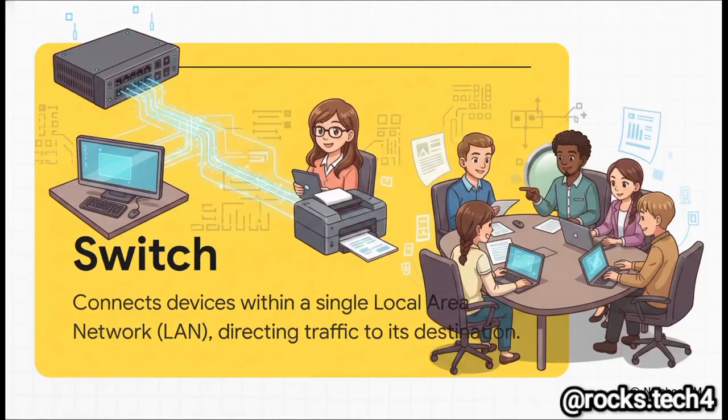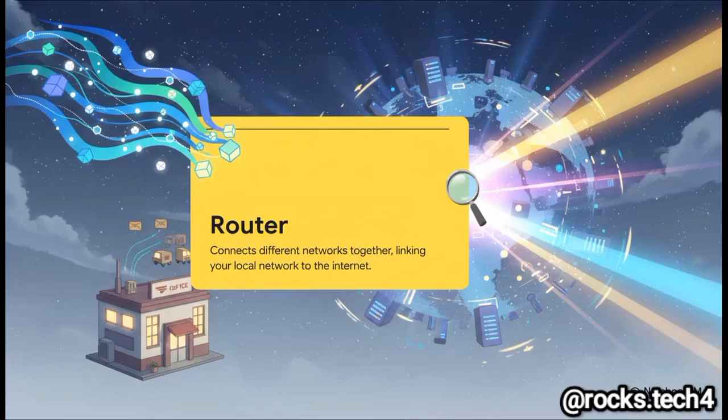First up is the switch. I want you to imagine your local network is a single office building. The switch, it's like the super efficient mail sorter in the mailroom. When your computer wants to send a big file to the printer, the switch makes sure that data goes only to the printer, not to everybody else's computer. It keeps all the local traffic moving smoothly and directly. The router, on the other hand, has a much bigger job.